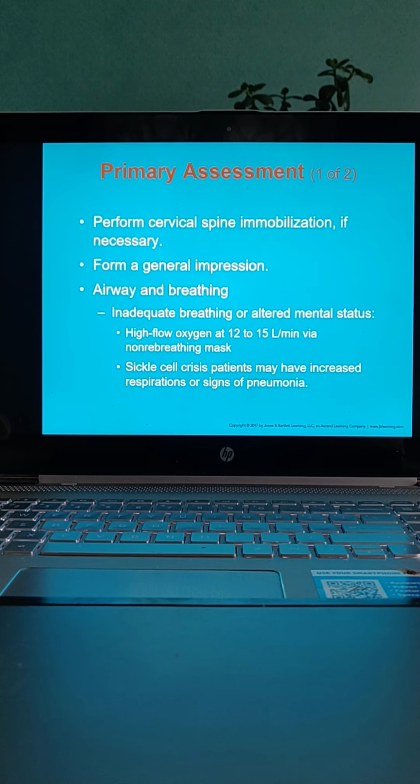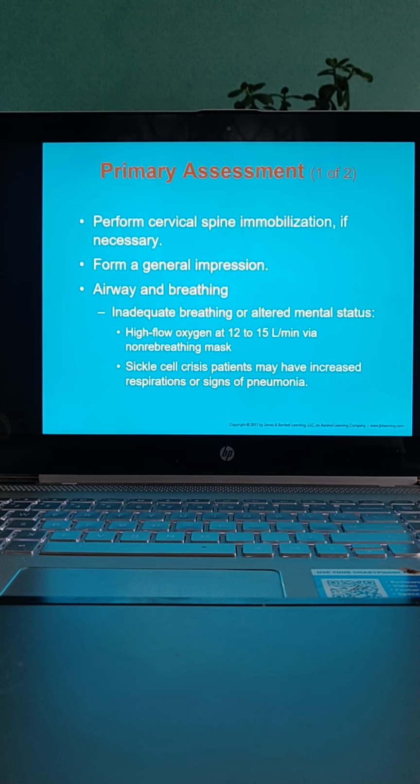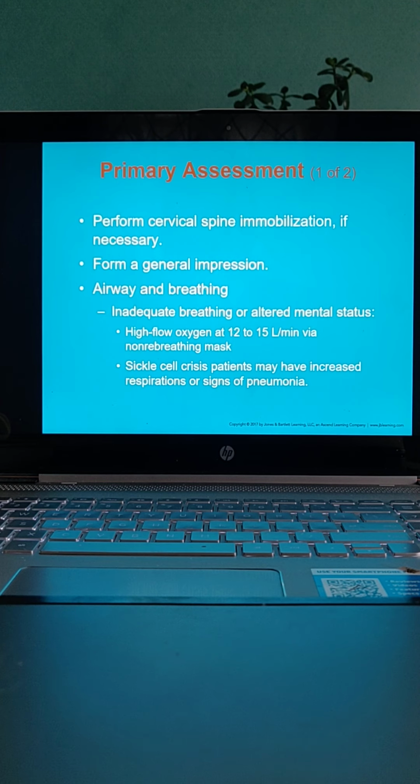Then you get your primary assessment, which starts with forming a general impression. The perform cervical spinal immobilization, that's in your scene size up. That's the last thing in your scene size up. Then your primary assessment starts with forming a general impression. Okay, determine LOC, level of consciousness, level of responsiveness. Are they A&O times 4? Are they alert and oriented to person, place, and time? You can start looking for life threats at this time.